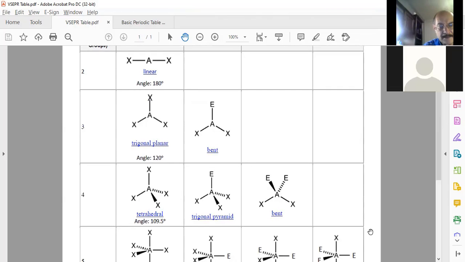And so we find this type of structure here, the trigonal planar type of structure, because there's 3 groups around it. And there's no lone pairs, so that means that this molecule is going to have a trigonal planar shape at an angle of 120 degrees.